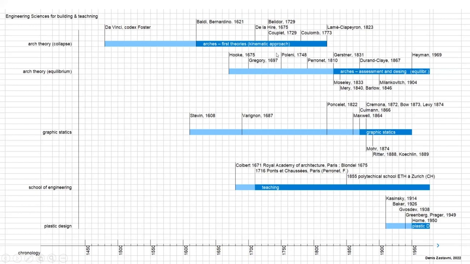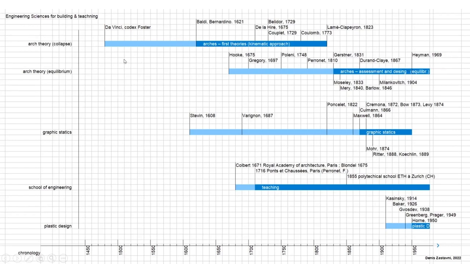The fact is that the two approaches of the assessment of arch theory, the collapse approach and the kinematic approach for equilibrium, have to be combined to assess surely the stability and the safety of arches, and the justification of this will only be given with the principle of plastic design from very late in the history. Actually, this is Jack Heyman that will be providing the demonstration using a plastic design of these two approaches in 1969.